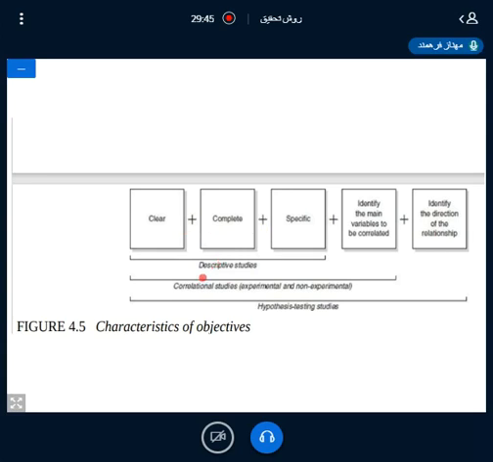Okay, clear, complete, and specific are for descriptive studies, as you read before. And clear, complete, specific, and identify the main variables are for correlational studies, experimental and non-experimental studies that we talked about the previous week. And all of these characteristics are for hypothesis testing studies. So please note how hypothesis testing studies include all of these characteristics.